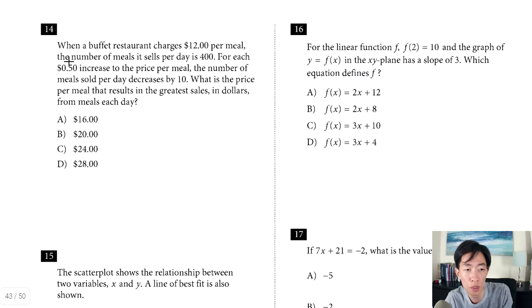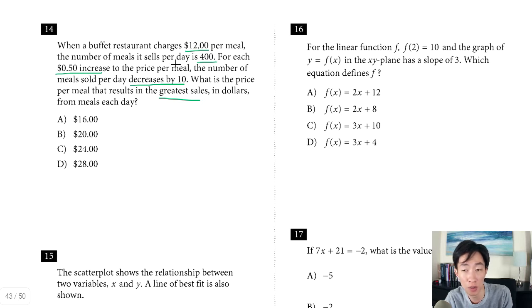Question 14, when a buffet restaurant charges $12 per meal, the number of meals it sells per day is 400. For each 50-cent increase in the price per meal, the number of meals sold per day decreases by 10. I guess that makes sense because you don't want to pay more. What is the price per meal that results in the greatest sales in dollars for meals each day?